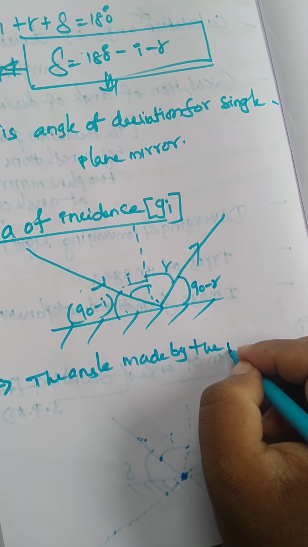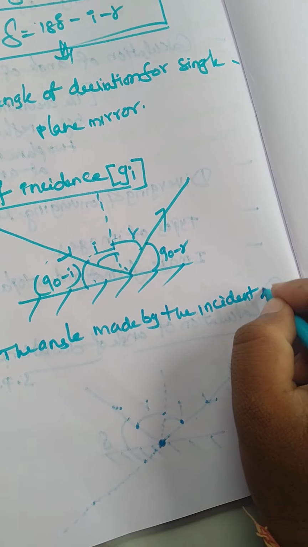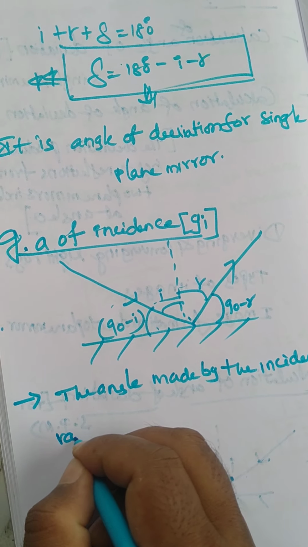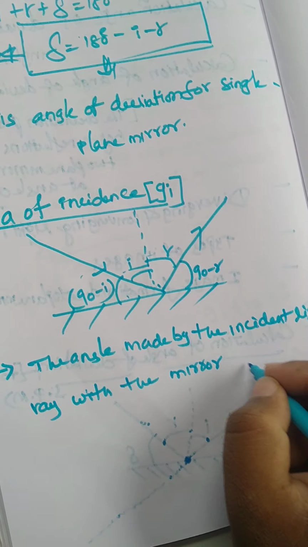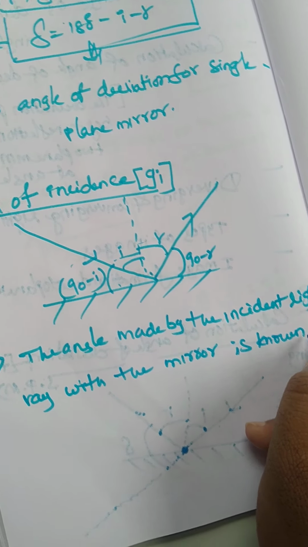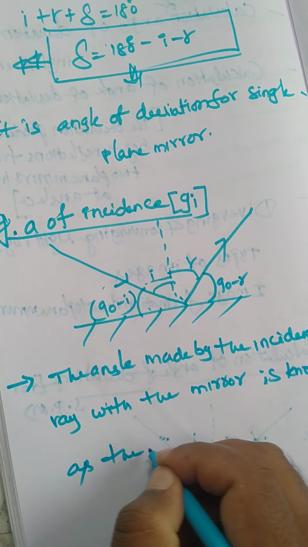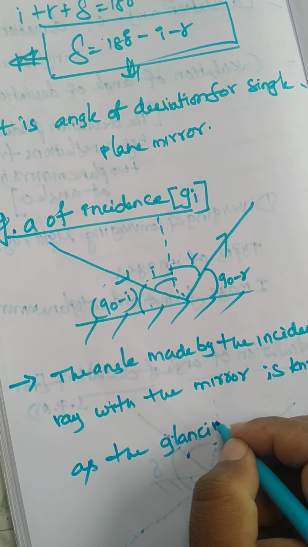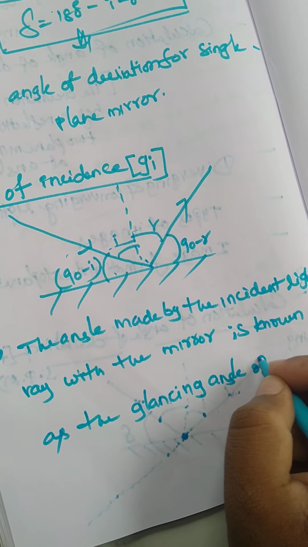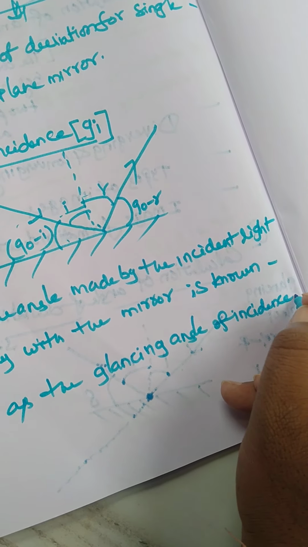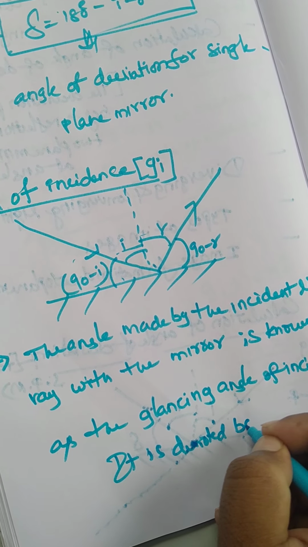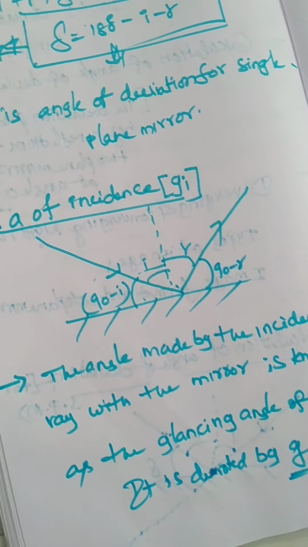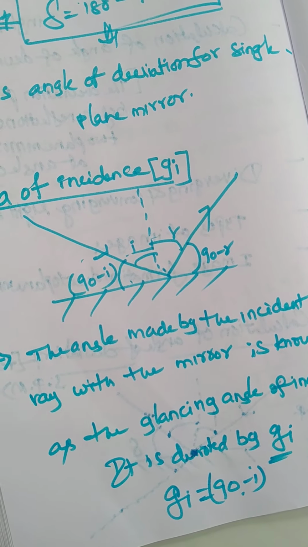So the glancing angle of incidence is nothing but the angle made by the incident light ray with the mirror, and it is known as the glancing angle of incidence. It is denoted by GI, and GI equal to 90 minus i.